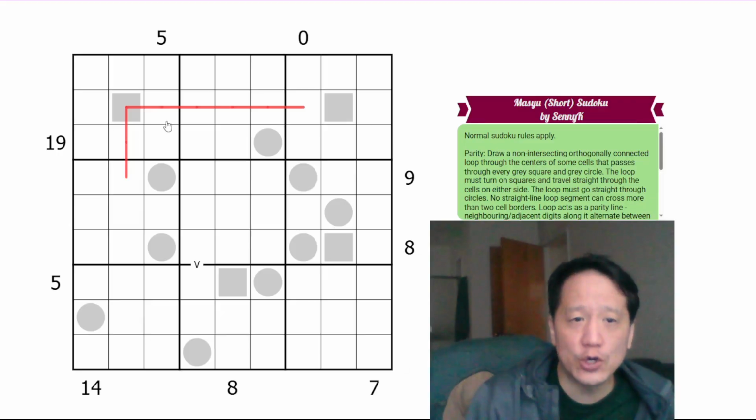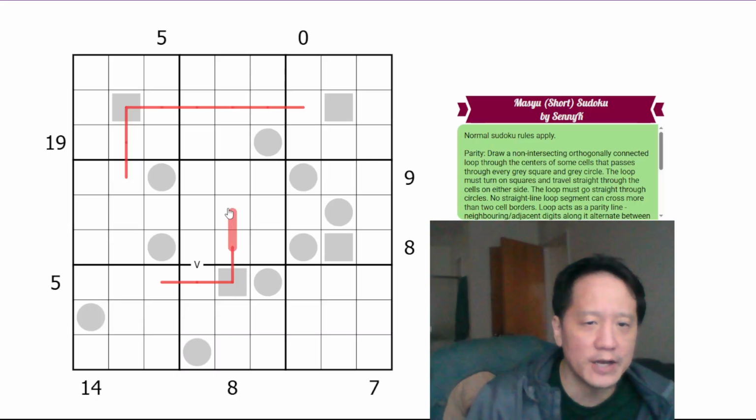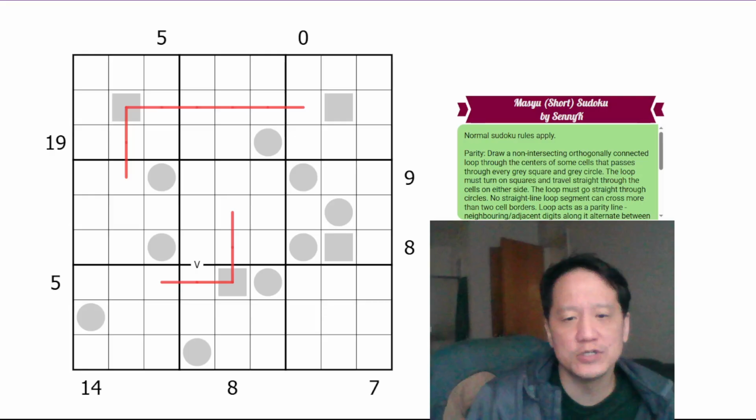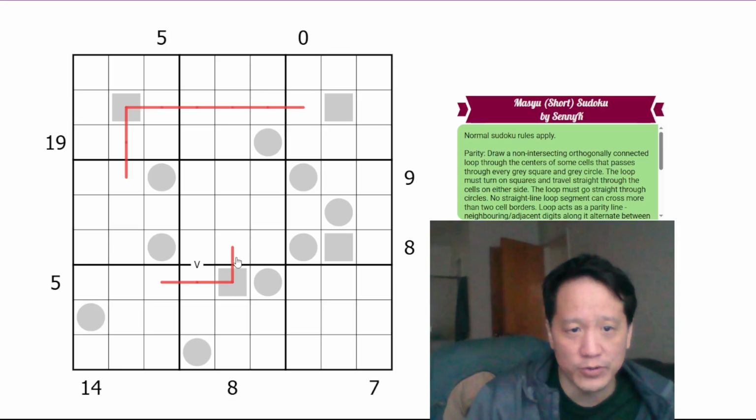The loop must turn on squares and travel straight through the cells on either side. So what does that mean? That means you cannot have something like this, because it's turning on the cell that it goes into. A square must go essentially 2 in distance at least after it turns in the square. So it must turn in the square and it must go 2 cells that way. You cannot do this again, because that's only going 1 cell from the turning point. So that is the rule set for the squares.